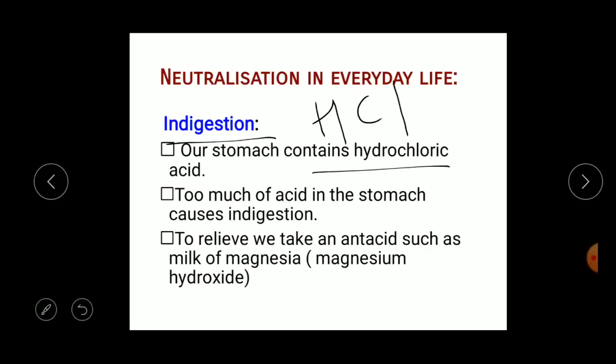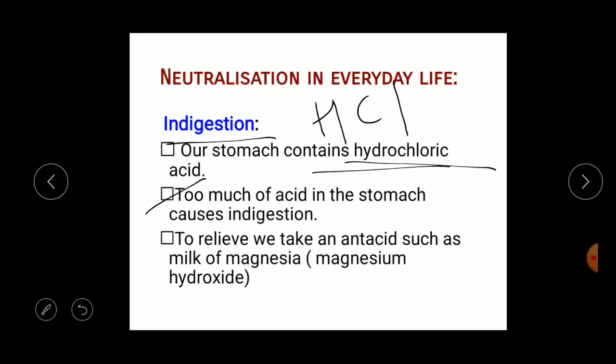Do you remember? Okay, if you remember, just tell me what is the function of this hydrochloric acid in our stomach? Yes, this hydrochloric acid helps us to digest the food. So sometimes too much acid in the stomach causes indigestion. The excessive secretion of that acid in our stomach leads to hyperacidity or causes indigestion.